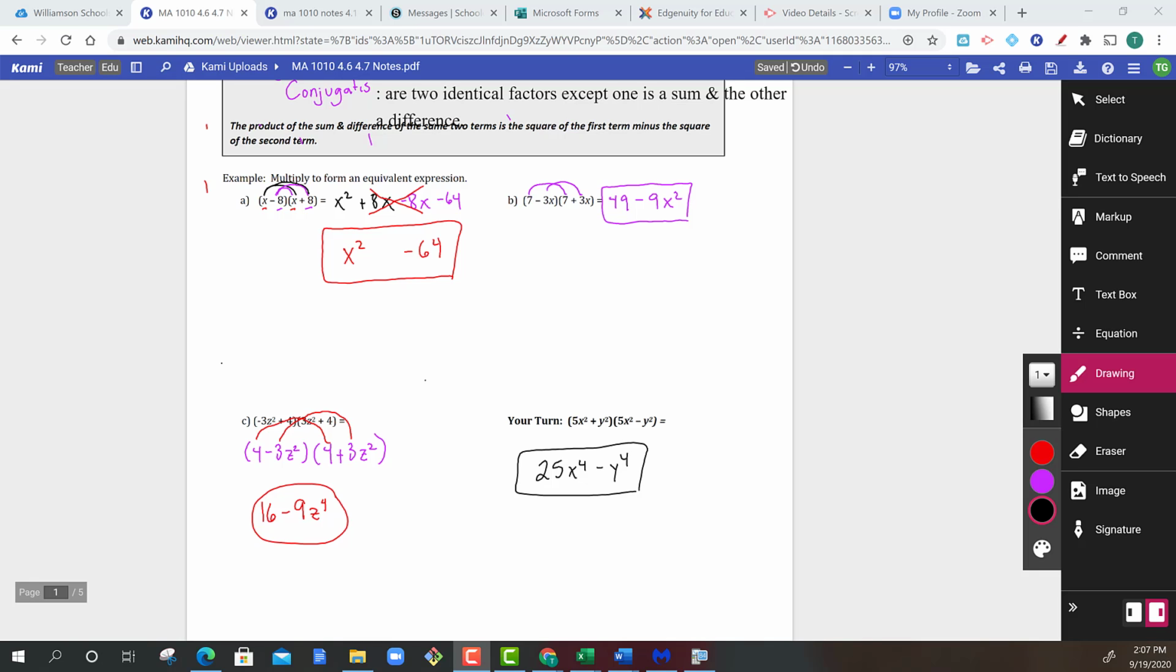And then here's the answer to the last one. 5 times 5 is 25. X squared times x squared is x to the 4th. Positive y squared times negative y squared is negative y to the fourth. Again, this shortcut can only be implemented if you have conjugates.